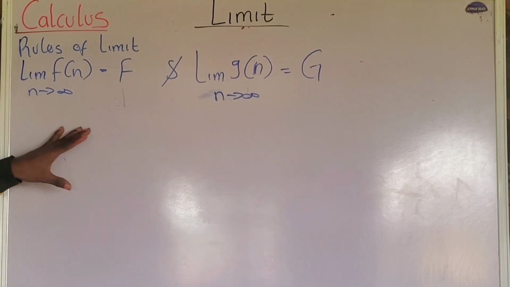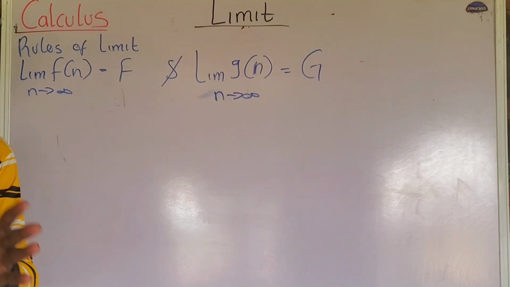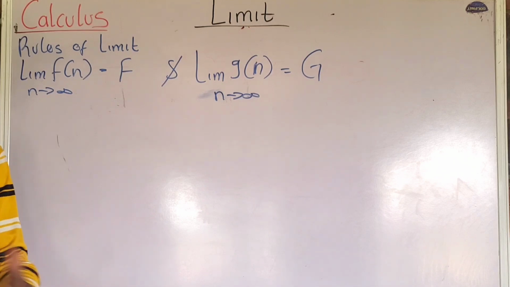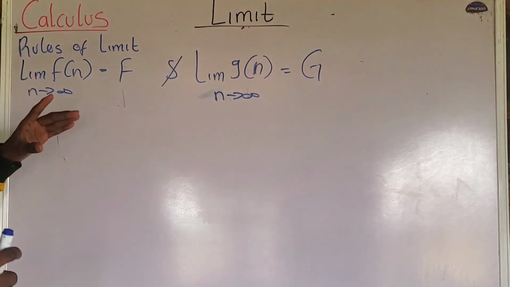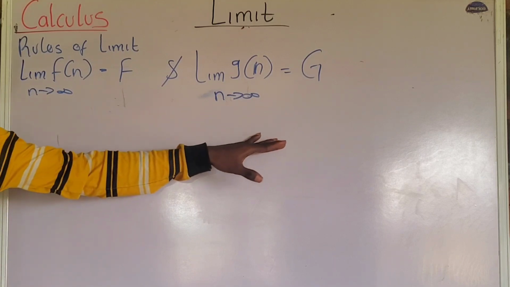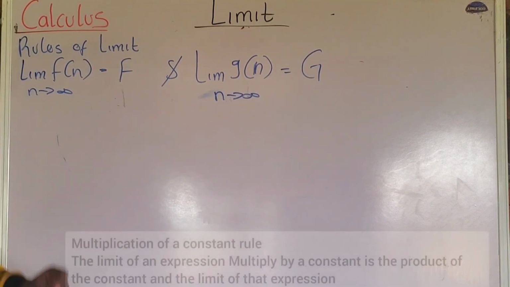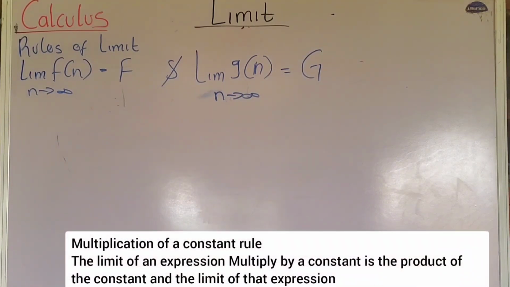When n tends to infinity, we want to look at how these rules work for any function that we are taking its limit. So any function will come in this form. We want to look at the first rule, which is the multiplication of a constant. That rule states that the limit of an expression multiplied by a constant is the product of the constant and the limit of the expression.